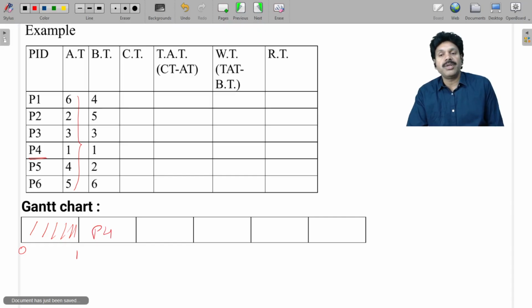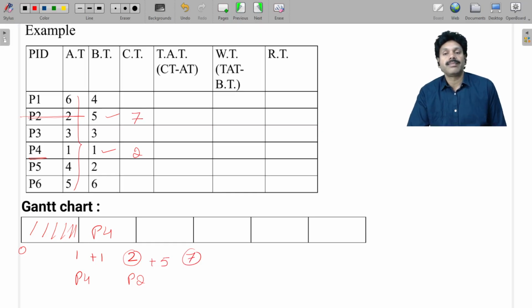And P4 needs how many units of time? Only 1 unit of time. By 2, it is completed. And exactly at 2, is anybody there? Yes, there is one more process. This one has come. So P4 is landed, P2 is going, and it requires how many units of time? 5 units of time. And it gets completed by 7. So P2 is also completed.